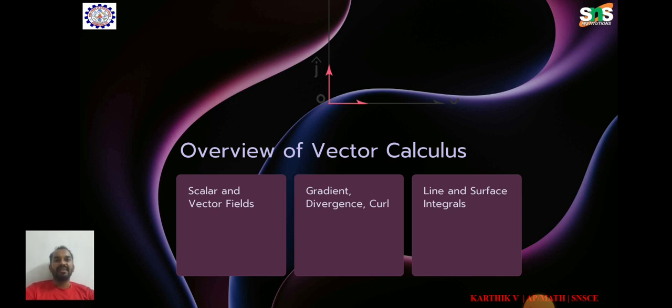Gradient: a vector that points in the direction of the greatest rate of change of a scalar field, and its magnitude represents the rate of change. Divergence: divergence measures the rate at which a vector field diverges away from or converges toward a point in space. Curl: we know that curl is equal to del cross F vector. Line integral: integrals taken along a curve or path in space. Often it is used to calculate work or circulation.